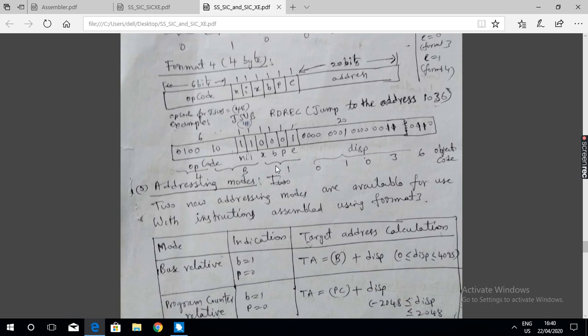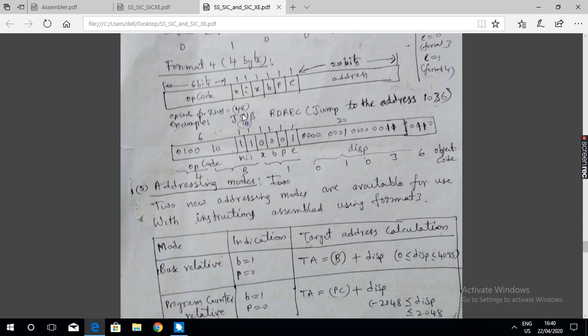This is an example of what type of instruction? See here, JSUB RDREC, jump to the address 1036. This is an example of a simple addressing mode instruction. In a simple addressing mode instruction, the I bit is for immediate addressing and the N bit is for indirect addressing, so both are set to 1.